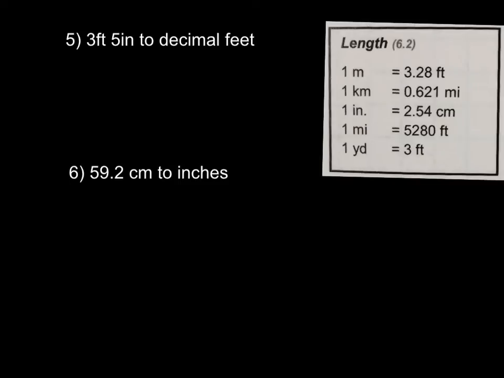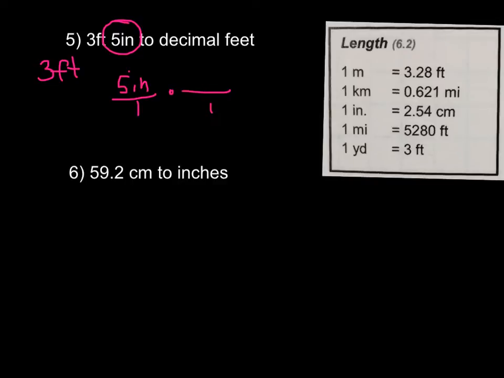Alright, so we're changing 3 feet 5 inches into decimal feet. We already have the 3 feet, so we're just going to leave that as 3 feet. But we want to change the 5 inches into feet. And we know that 5 inches is less than 1 foot, so obviously it's going to be a decimal. So we've got our 5 inches, and we're going to change that to feet.